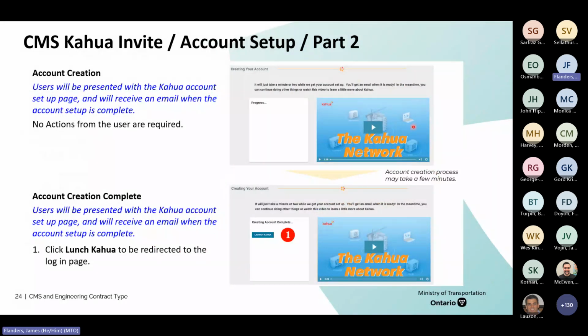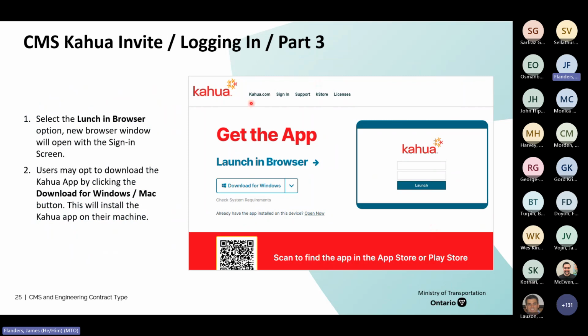Once you've done that, it'll create your account for you. You'll get an account setup page, and you don't have to do anything. You can just let it progress. Once your account is created, you'll see a Launch Kahua button pop up, and you can click that, and it'll bring us back to the Launching Kahua page, which is launch.kahua.com. Here you can launch in browser or download for Windows or Mac.